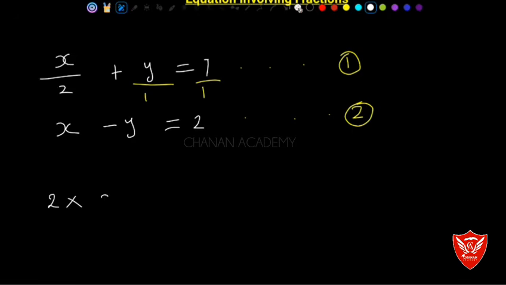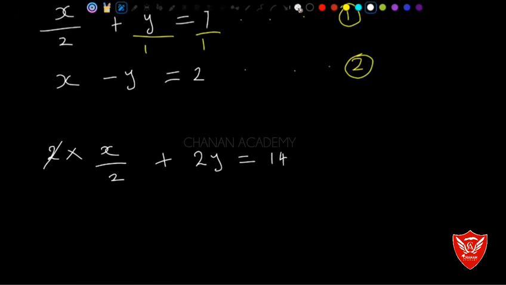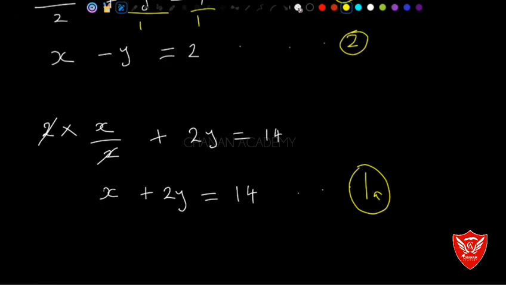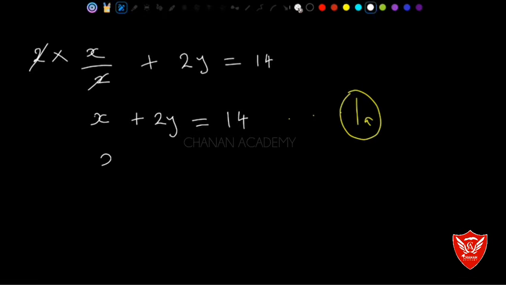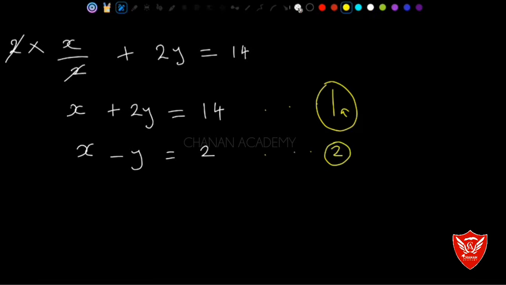When we do that, we are going to have 2 multiplied by x over 2 plus 2y equal to 14. Now this is going to take out the 2s, so we have x plus 2y equal to 14. This becomes our equation 1a. So we can work with equation 1a and equation 2, where we have x minus y equal to 2 as equation 2. From this point, you can use any of the methods we earlier discussed. For this case, I'm going to be using elimination.